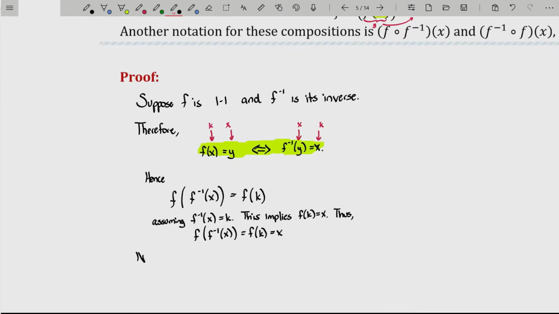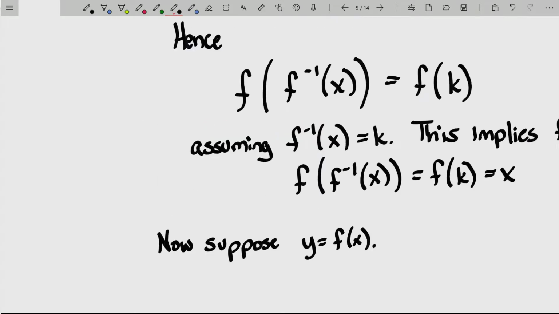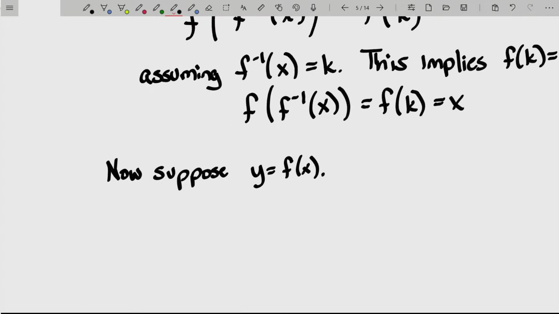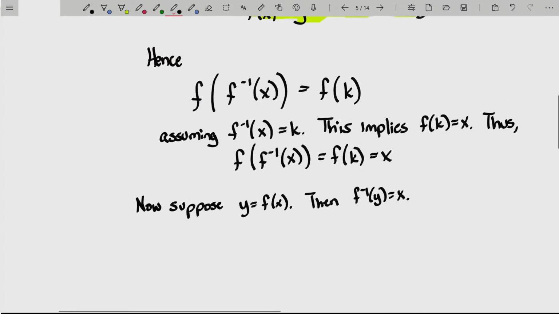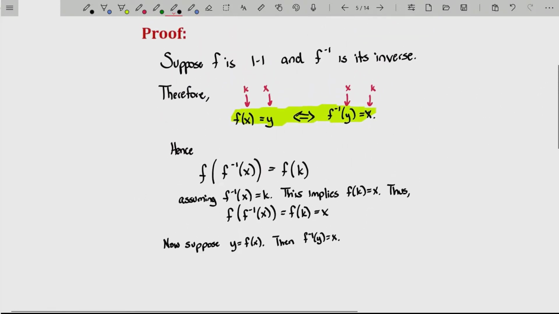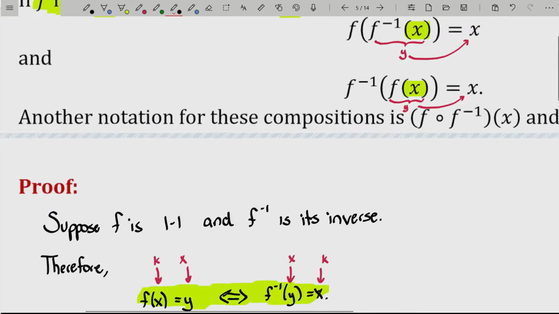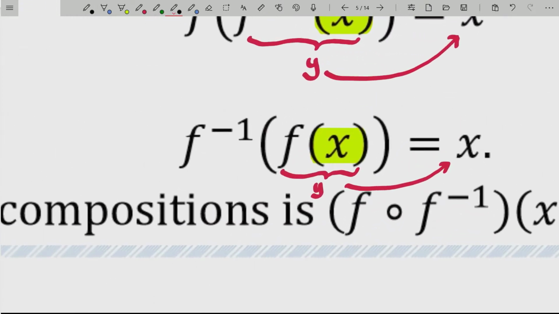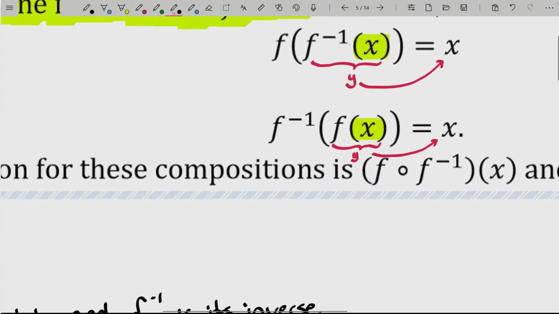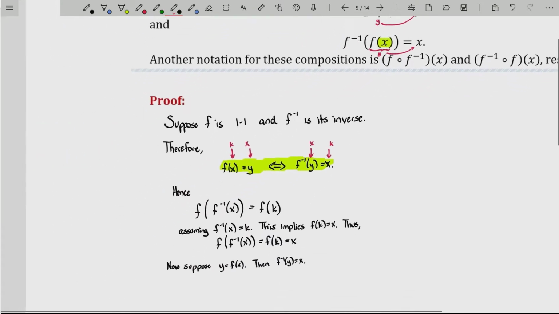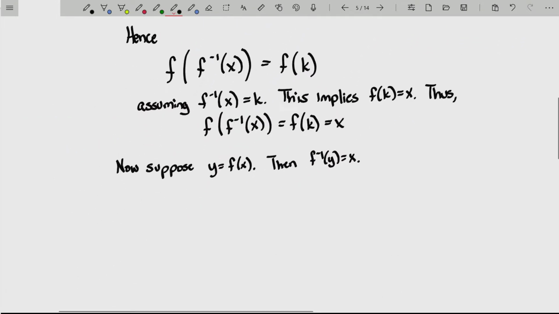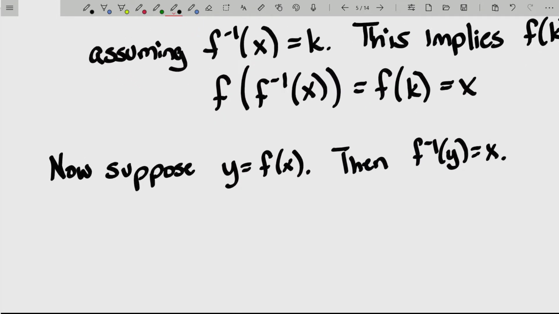So let's go ahead and now suppose that y is equal to f of x. Well, by definition, f inverse of y must therefore equal x. So I just set that up as my pre-argument. Now I'm going to go ahead and look at where I want to arrive in the second piece. I want to look at f inverse of f of x. And I want to arrive at x. So let's take a look at f inverse.